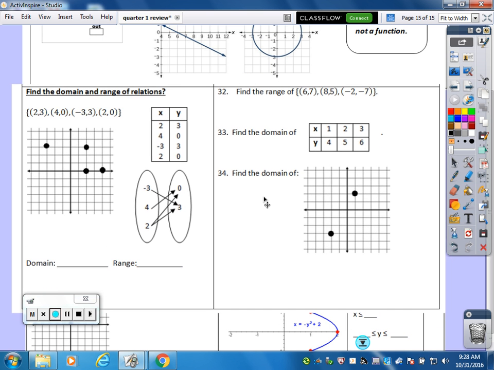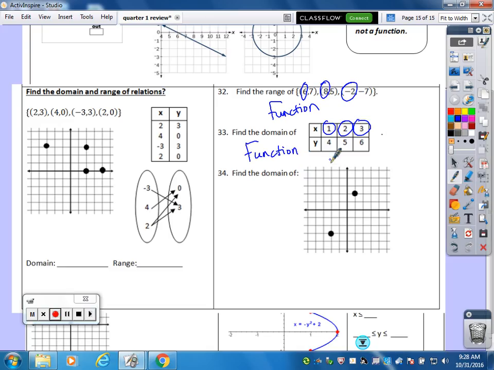So here's 32 through 34. And I just need to check their x values and make sure they're not repeating with something different. And you see how all of those are different x values? That means this is a function. Nothing is being messed up there. Same thing happened here. Just check your x values. Your y values don't matter. 1, 2, and 3 are all different, so that is a function.